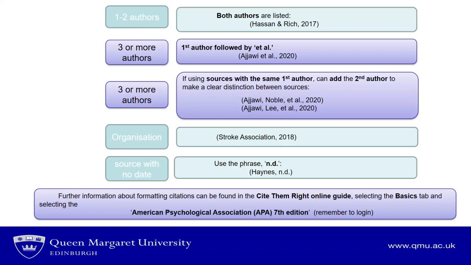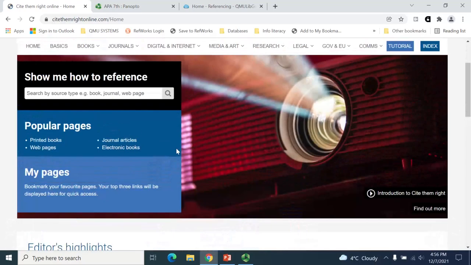For more information about formatting citations, again, it can be found in the Cite Them Right online guide within the Basics tab, and just by selecting the American Psychological Association APA 7th edition option.